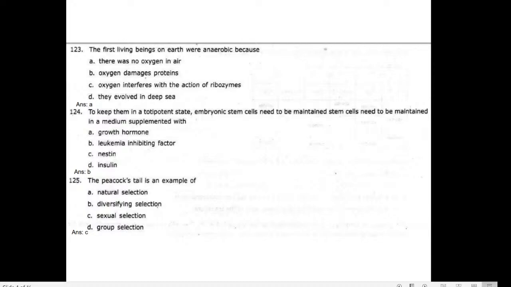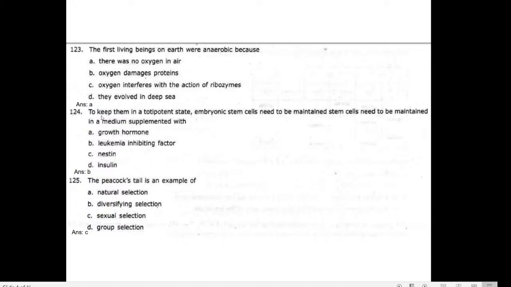The first living beings on earth were anaerobic, which comes from the land. The land parts are divided, and those parts filled up with water. The organisms which utilize the oxygen present in the water then make a conversion in their life cycle. So the first living beings on earth were anaerobic because there was no oxygen in the air, so they were dumped in the land. The land is the first source of the microbes.